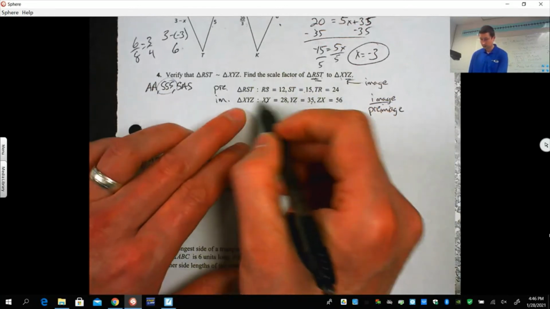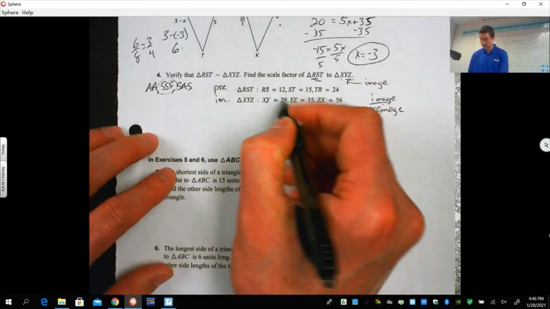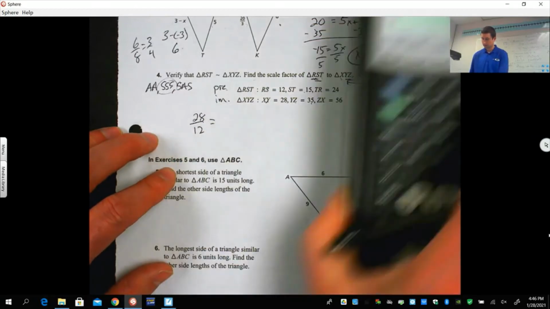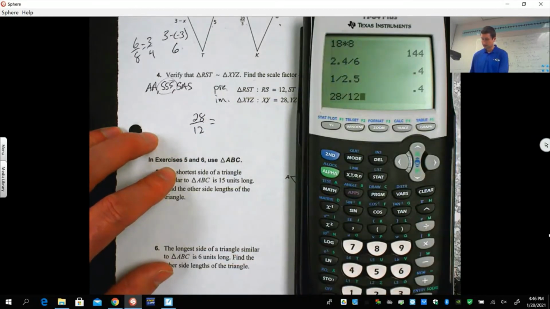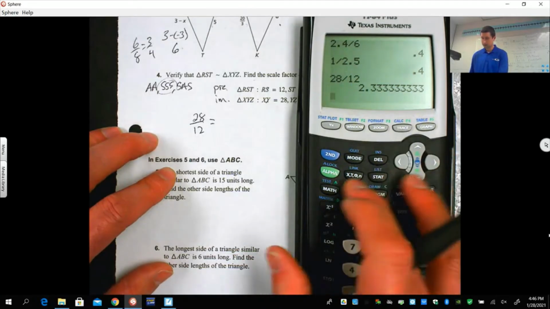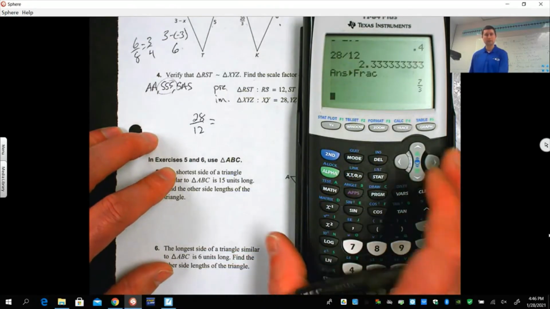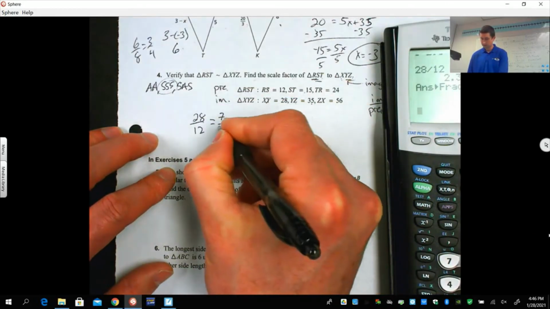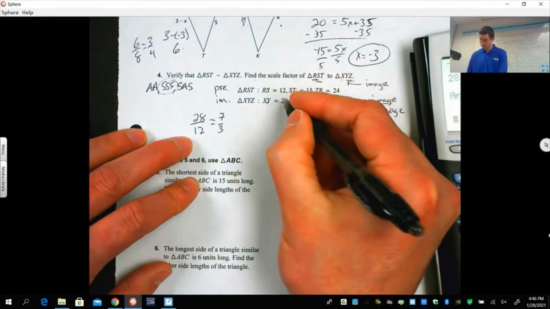Our scale factor, we want to put these on top. So I want to check 28 over 12. Okay, so when I divide that, I get 2.3 repeating. If you need help with your fractions, that would be 7/3. Just divide them by 4 there, 7/3. So 28 over 12 is 7/3.